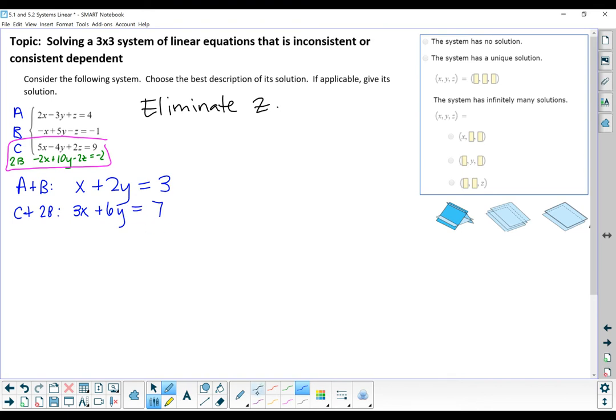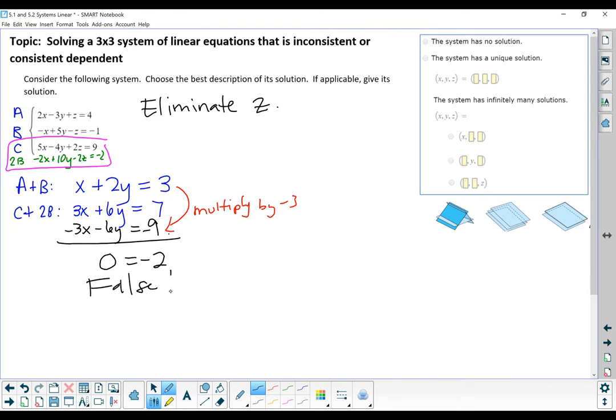So let's see, I think let's eliminate the x. So I'm going to times this one by negative 3. And I'll write it underneath. Negative 3x, negative 6y, and negative 9. So now if I add these two equations together, I get 0 equals negative 2. And that is a false equation, and false equations mean that there is no solution.